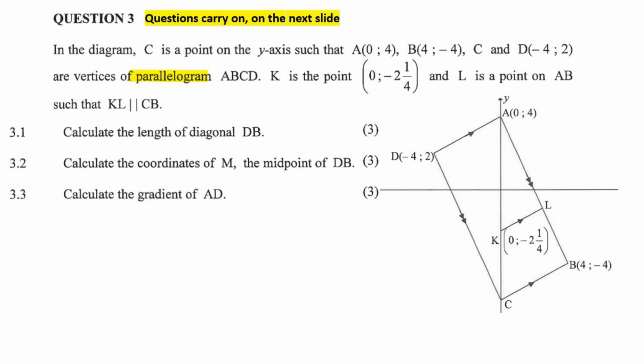K is the point, that and that, and L is a point such that that is parallel to that. Okay, so everything that they've said is already shown on the diagram. First question, calculate the length of the diagonal DB.